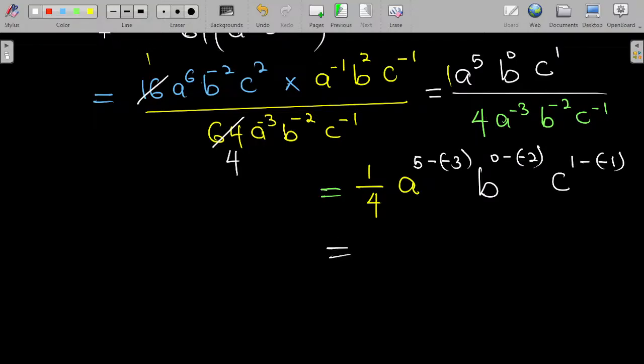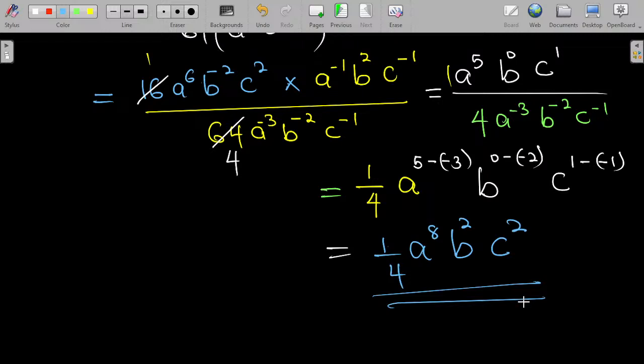Your final answer will be 1 over 4 A raised to the power of 8, because this will be plus 3. Then B raised to the power of 2, then C raised to the power of 2 also. And this is your solution. And you can choose to write it in other forms, depending on what you have. If it's an objective exam, I can choose to write it in other forms.